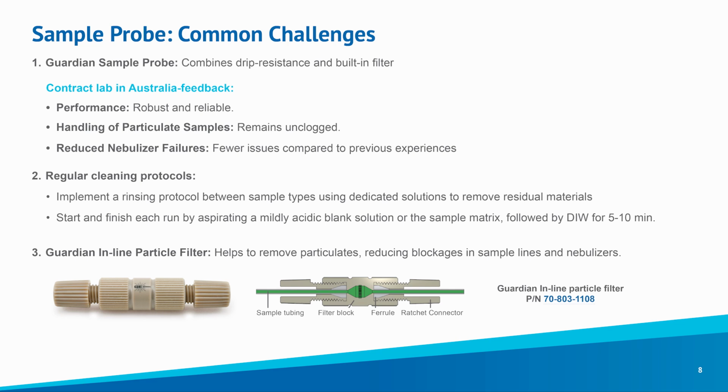To kick off and wrap up each run, try aspirating a mildly acidic blank solution or the sample matrix, and then run ultrapure water. Finally, you might want to consider using the Guardian inline particle filter between the probe and nebulizer. This filter does a great job of removing particles from the sample flow, which can help reduce blockages in the sample lines and nebulizers.